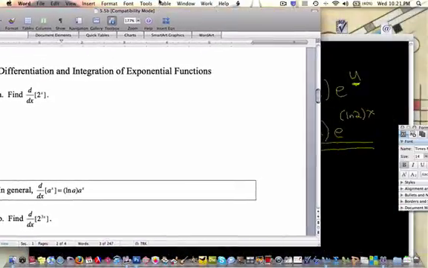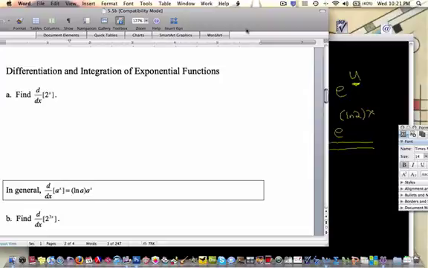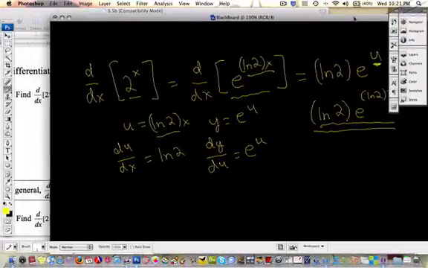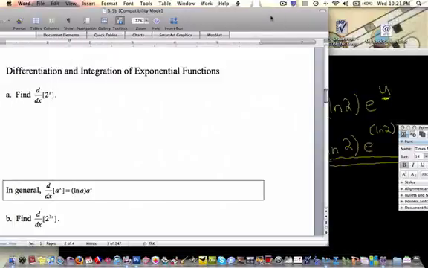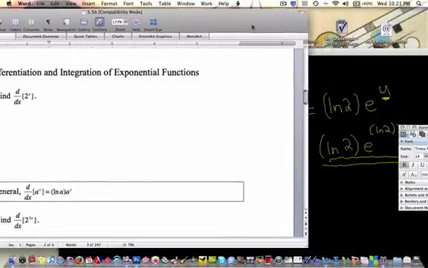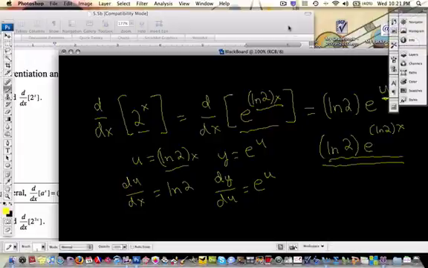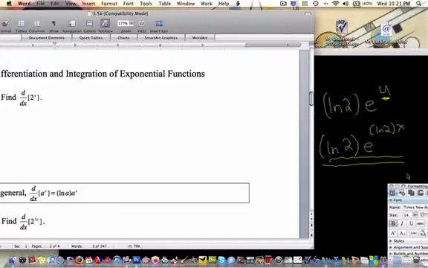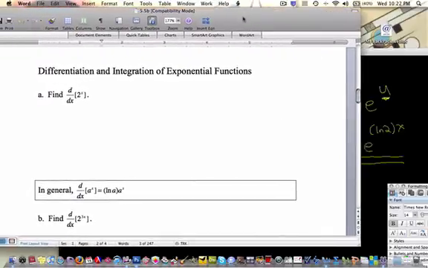But if you compare our answer, there's kind of patterns that emerge if you do enough of these. Okay. This is the derivative of 2 to the x, ln2 e to the ln2 x. If it had been the derivative of 3 to the x, it would have been ln3 e to the ln3 x, and so on. So if you look, they've written this out as a formula. The derivative of any number a to the x with respect to x is ln a times a to the x. Where does that a to the x come from?